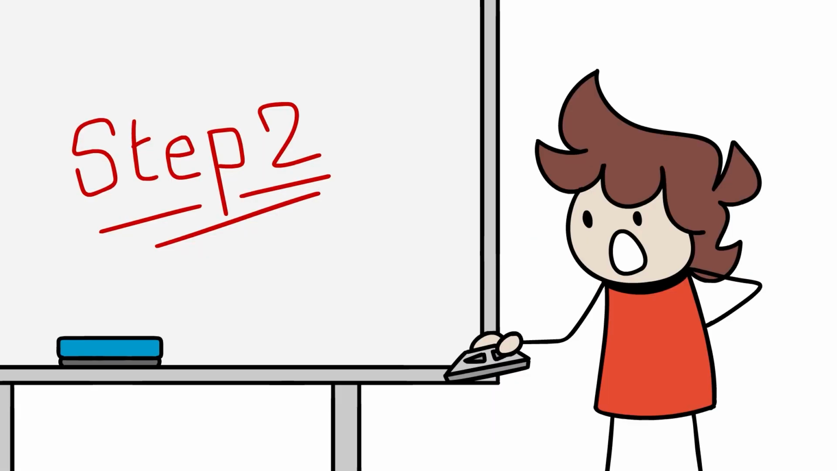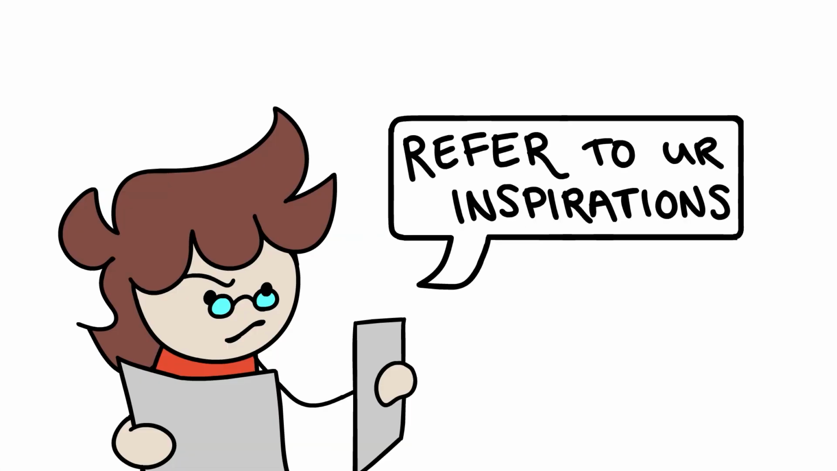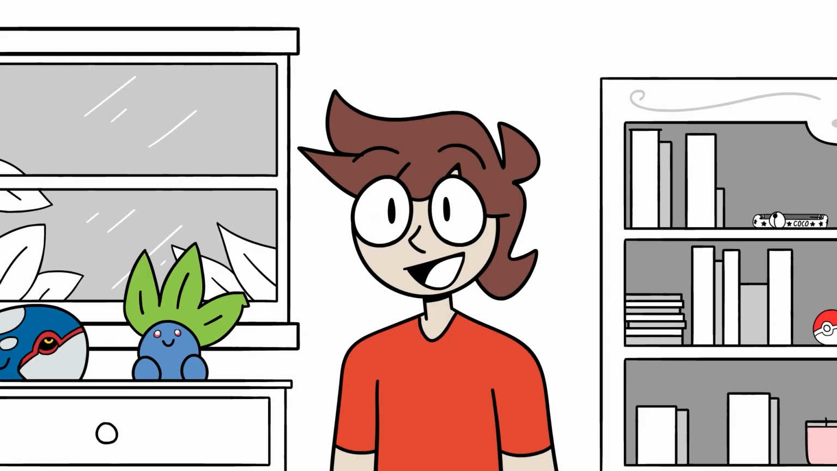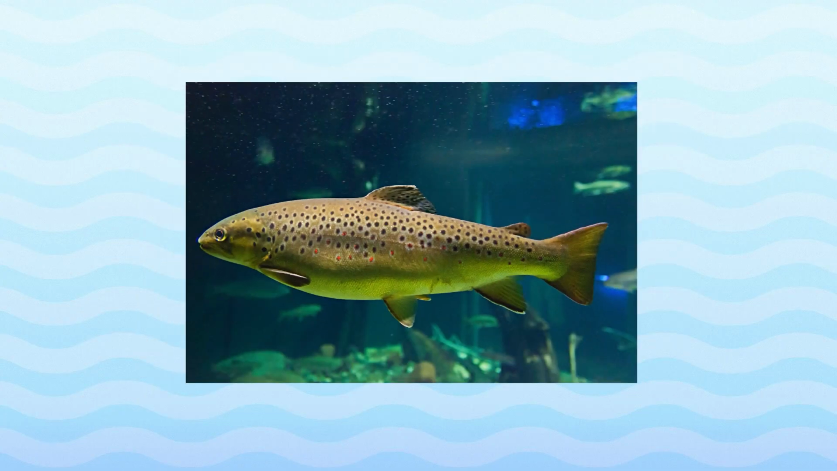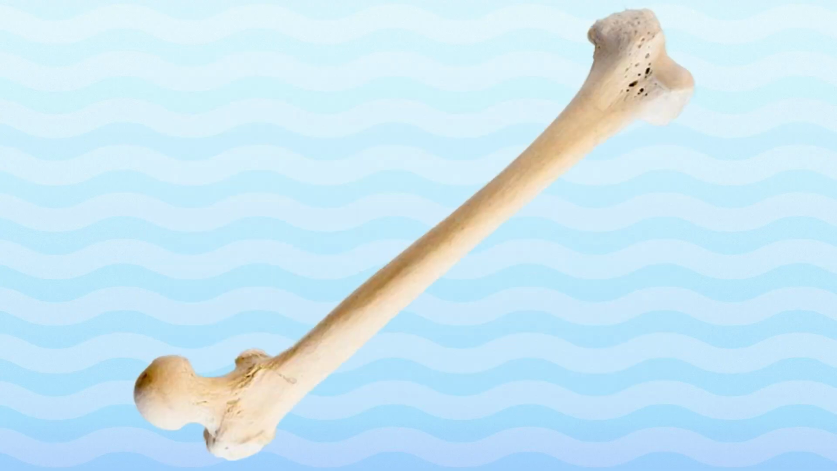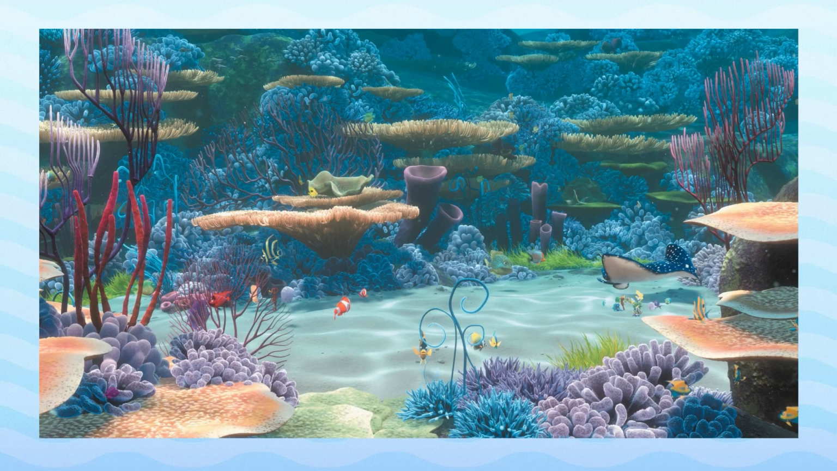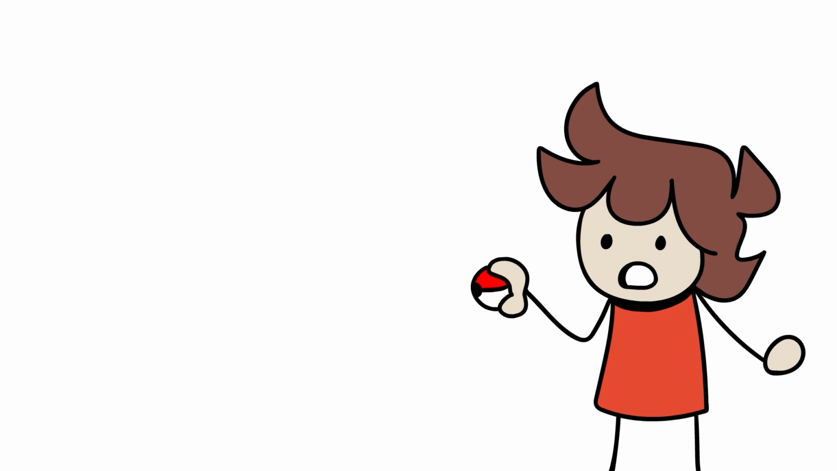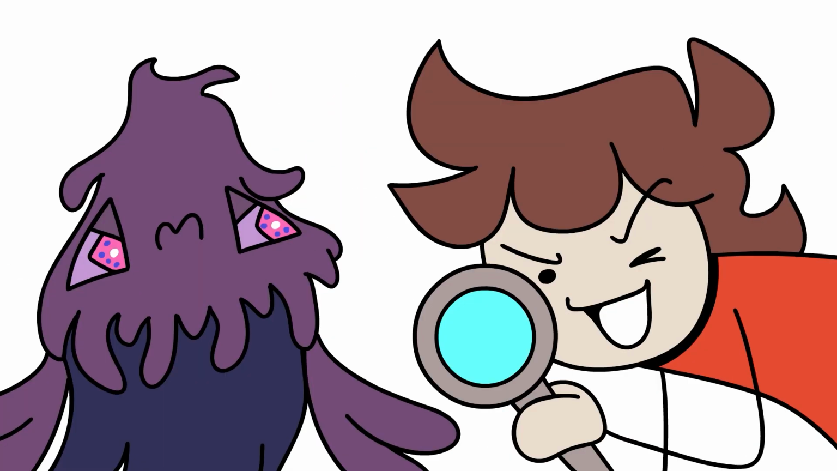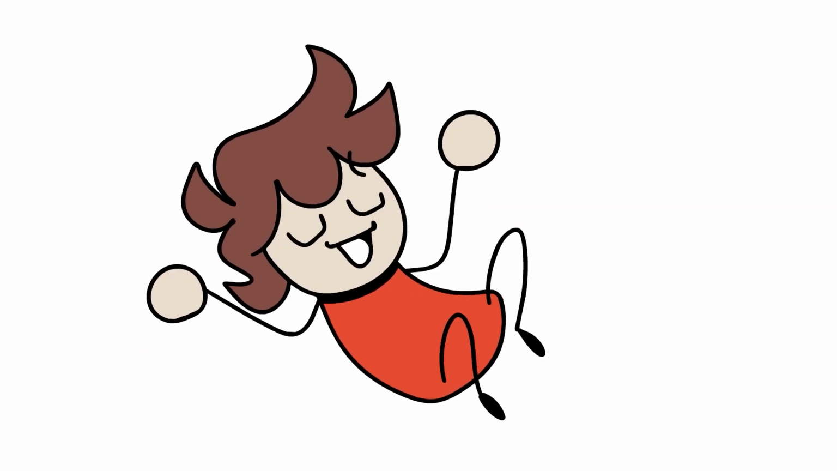This brings us to step 2, refer to your inspirations. What I mean by this is going back to your original reference material. This could be anything such as the creatures you drew inspiration from, any objects that impacted the design, as well as things like its habitat and the setting it exists in. For example, let's take a look at Porphyro. What the heck is this thing? Okay, let's break it down.